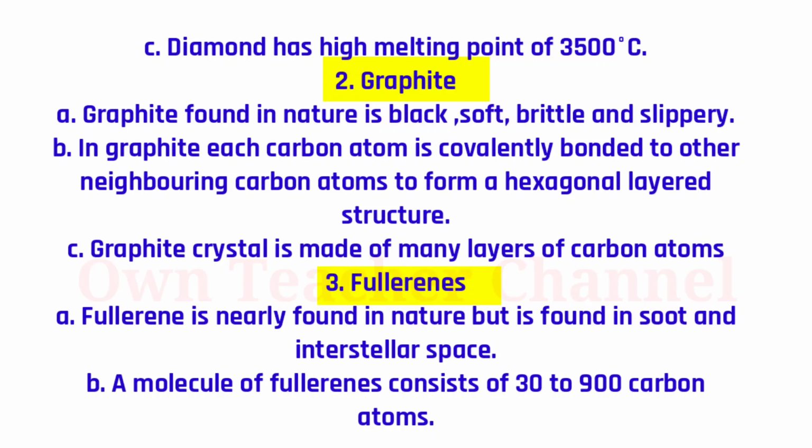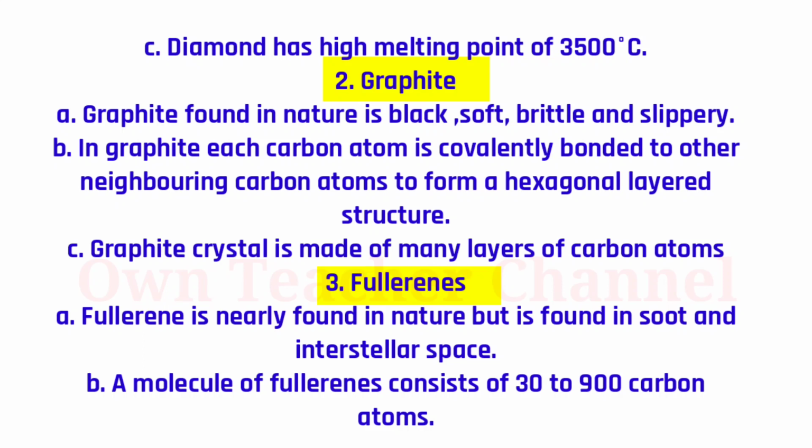Diamond has a high melting point of 3500 degrees Celsius. 2. Graphite. Graphite found in nature is black, soft, brittle, and slippery. In graphite, each carbon atom is covalently bonded to other neighboring carbon atoms to form a hexagonal layered structure. Graphite crystal is made of many layers of carbon atoms.